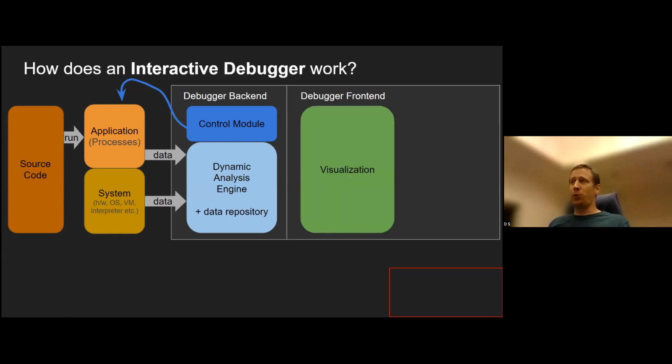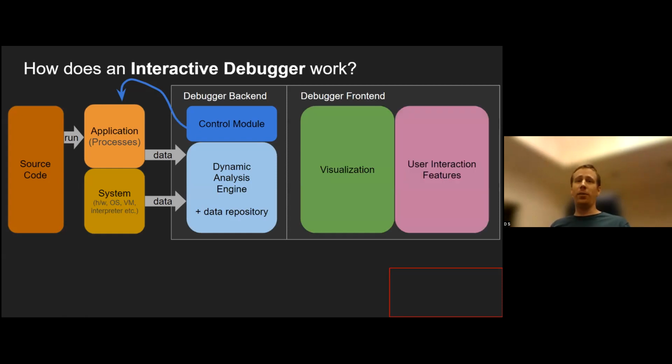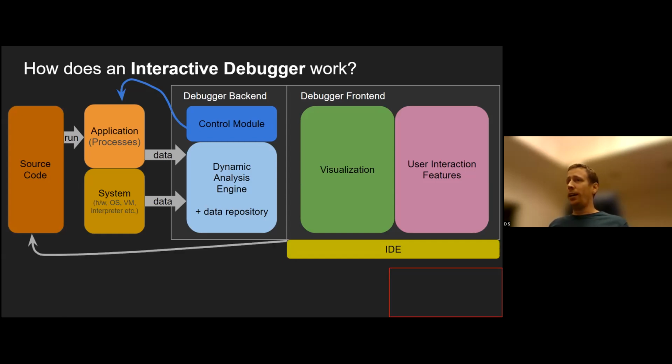And on the front end, of course, it's very simple. Just visualize it, to make it visual, and then allow the user to interact with it in a meaningful way. And that is, I think, the basic interactive debugging model. Oftentimes that will be integrated with your IDE, but it doesn't have to be. And then all of that probably needs access to the source code in order to help you map things back to lines of code.